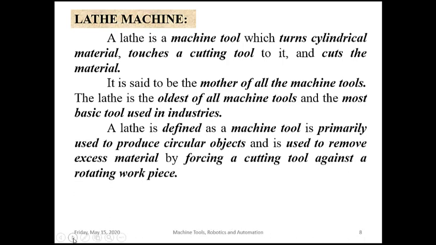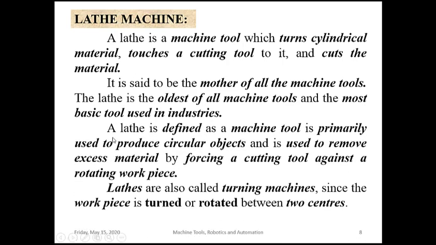Let us see, I will define what that lathe is first. We'll come to the third sentence later. Let us understand what a lathe is first, then we'll go for all those things. A lathe is defined as a machine tool that is primarily used to produce circular objects, and is used to remove excess material by forcing a cutting tool against a rotating workpiece.